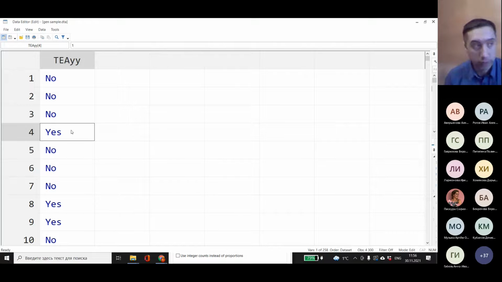For sure, in other words, for instance, instead of no, we can write paid worker. Instead of yes, we can write entrepreneur. Well, for instance. But anyway, if this variable is blue, it is a binary or a qualitative variable.